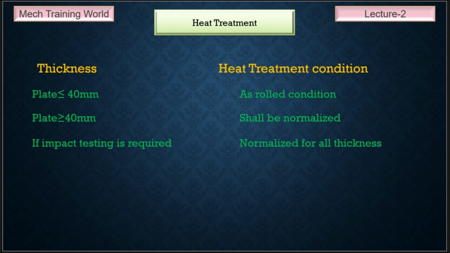And next, it is important to note that if there are impact testing requirements for the job and the calculation for minimum design metal temperature does not qualify, then normalization is required for all thicknesses: 40 mm, less than 40 mm, greater than 40 mm. Even if your plate is 10 mm, normalization is required. If your material or your pressure vessel needs impact testing, then your plate must be in normalized condition. This is the important point you need to remember while ordering SA-516 grade material. So we'll go to the next point.